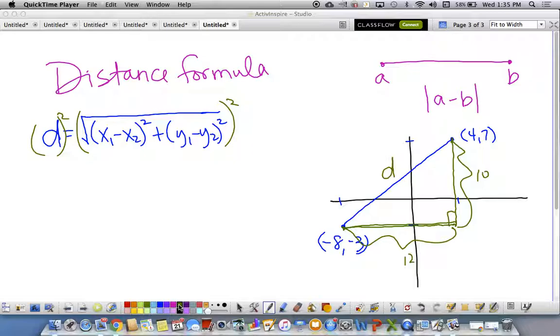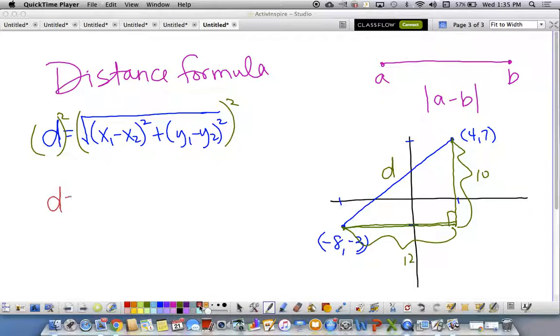So if you have 2 points that are plotted somewhere on a graph, and you're like, I don't remember the distance formula. Oh my gosh, I don't remember this. Every time. Okay, so we're going to check to see, does it work? We can do this distance from A to B. From negative 8 to 4, we know it has to be 12. From negative 3 to 7, it has to be 10. Are we going to see those same numbers again? Well, let's see.